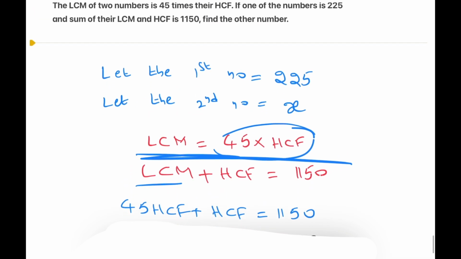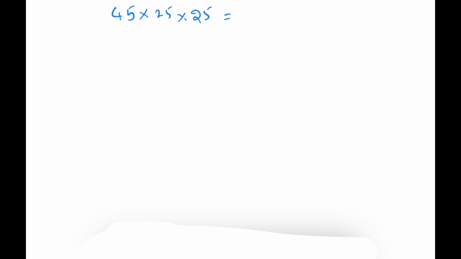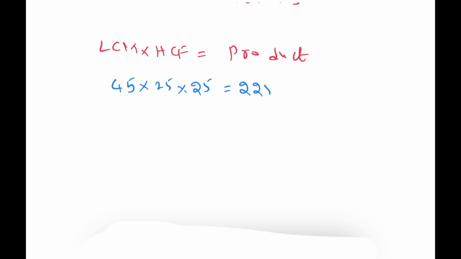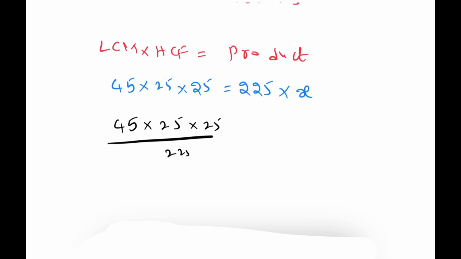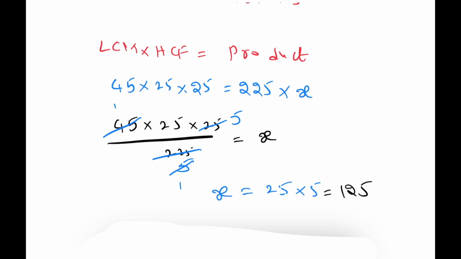One number is given as 225, and the second number is unknown, so writing it as x. Now taking 225 to the left side, 45 times 25 times 25 divided by 225 equals x. Now let us do cancellation here. 45 ones are 45, fives are, 5 ones are 5, fives are. So x is nothing but 25 times 5, 25 fives are 125. So the second number is 125.